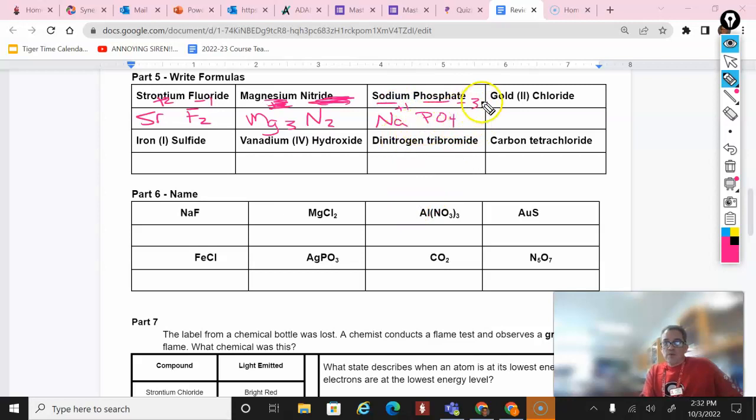So let's crisscross our numbers. This 3 ends up over here with the sodium. The 1 ends up with the PO4, which we don't need to write. If we simplified it, we get Na3PO4.